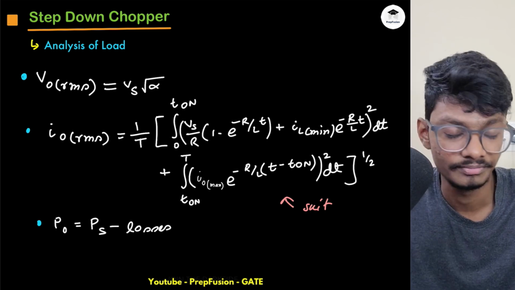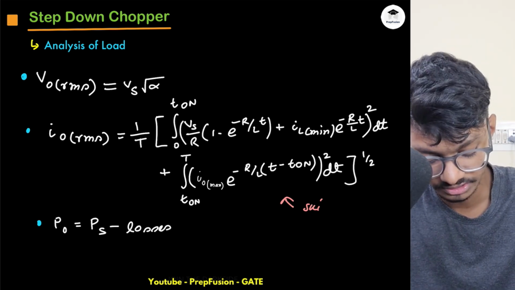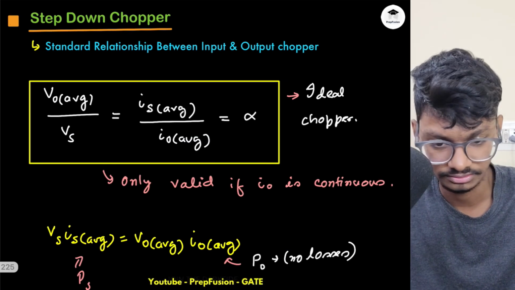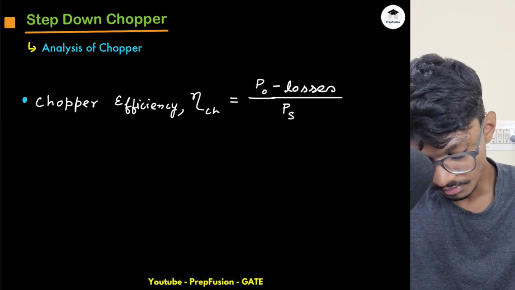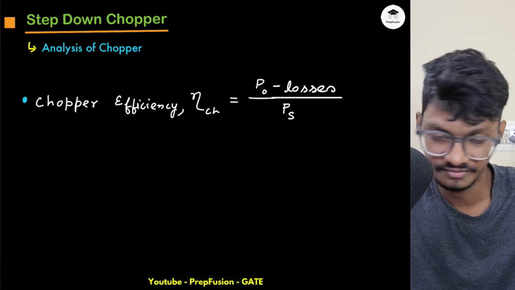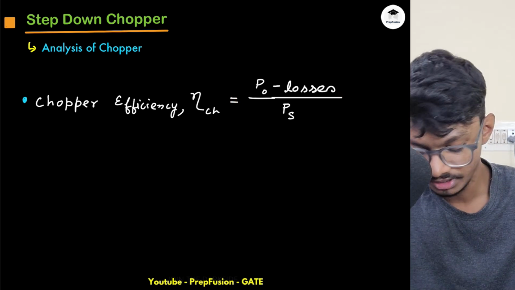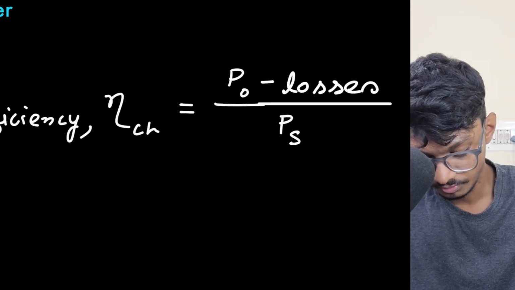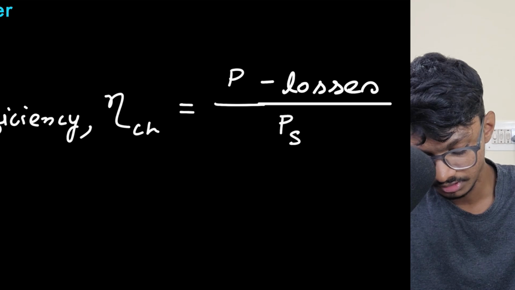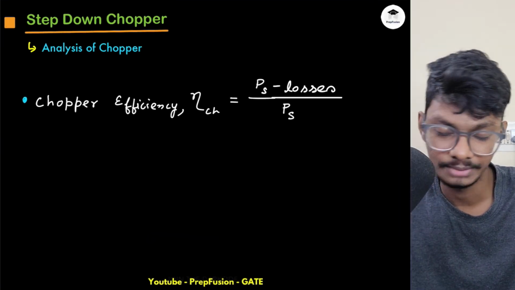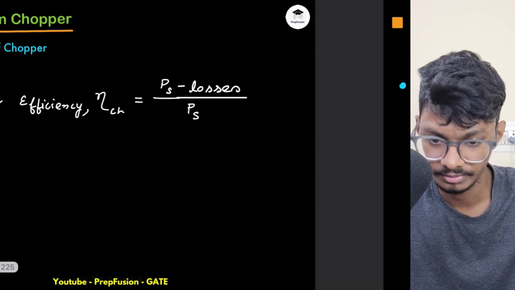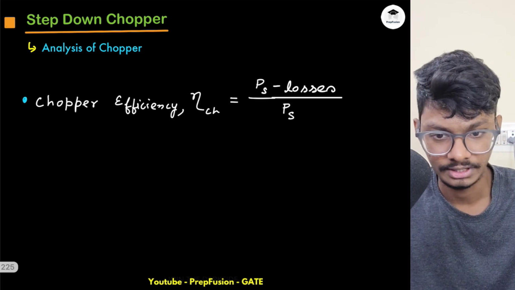This won't be asked, but what will be asked, there will be a special case for this particular type of circuit, and from there we'll solve. Okay. So what is chopper efficiency? Chopper efficiency, again I told you the same thing. It will be PS. This is not PO. PS minus losses. It is PO upon PS. So hence, what is PO? PO is PS minus losses divided by PS, right?